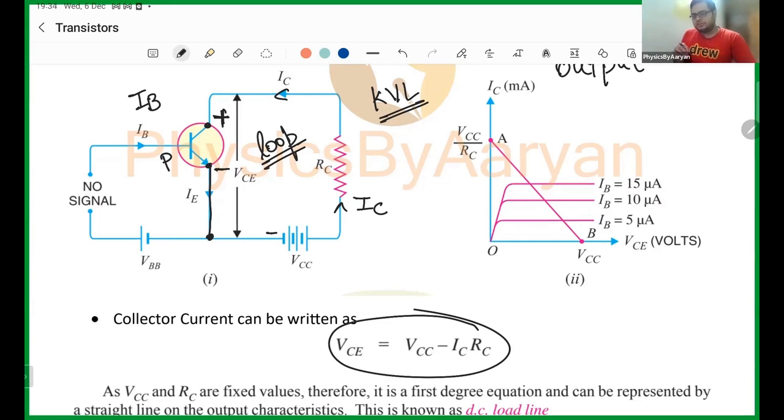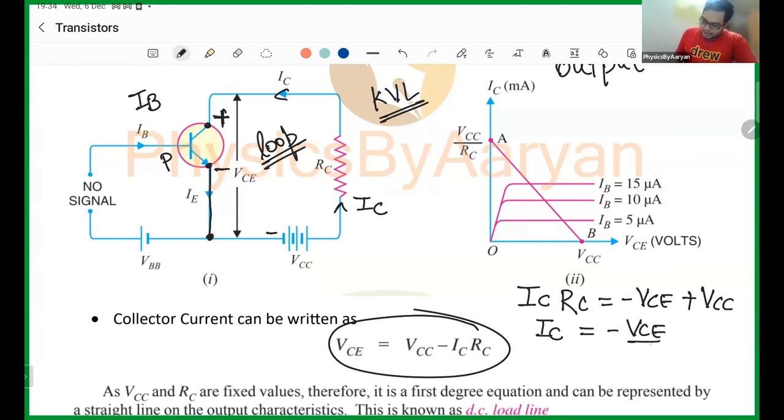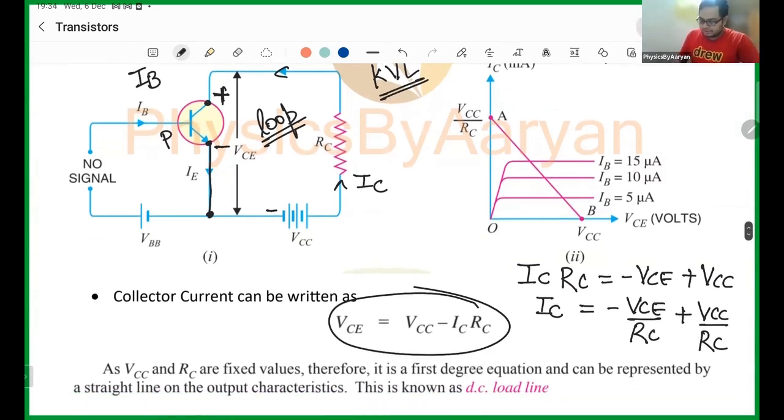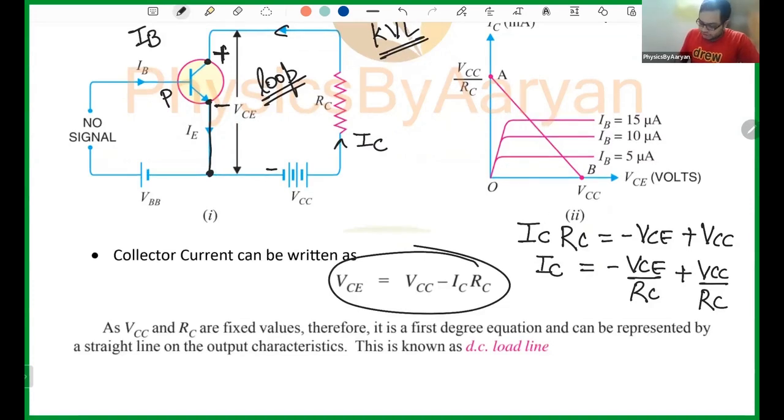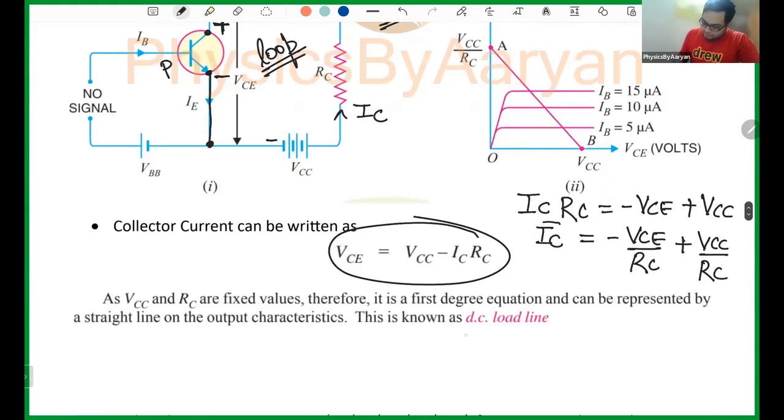I will make a very small change. I will bring this on this side: IC RC equals minus VCE plus VCC. Or I can write IC equals minus VCE by RC plus VCC by RC. Now, on my y-axis I have IC. What is on my x-axis? It is VCE.